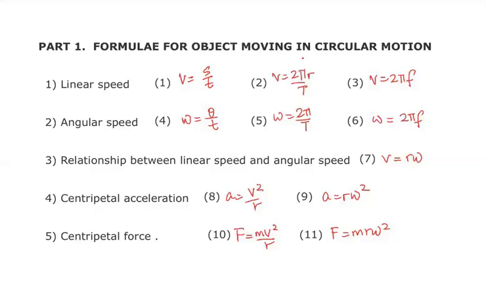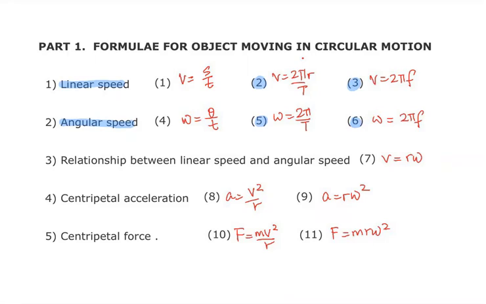We will now use the concepts and ideas of uniform circular motion to solve problems. But before we start, we will look at all the formulas related to an object moving in uniform circular motion. There are 3 formulas for linear speed, and there are also 3 formulas for angular speed. Formulas 2, 3, 5, and 6 are related to the period and frequency of an object undergoing uniform circular motion.